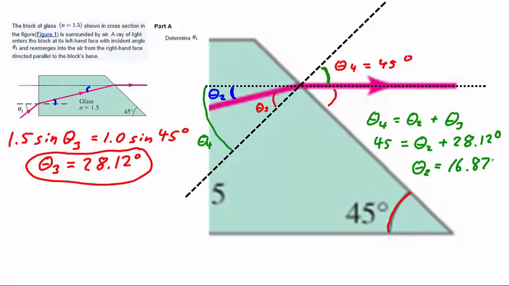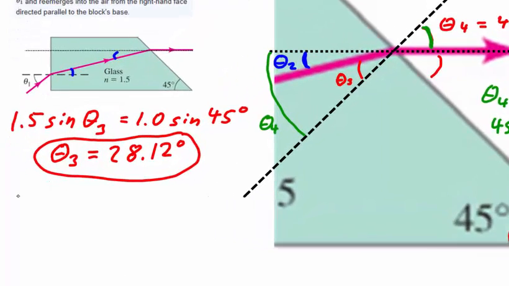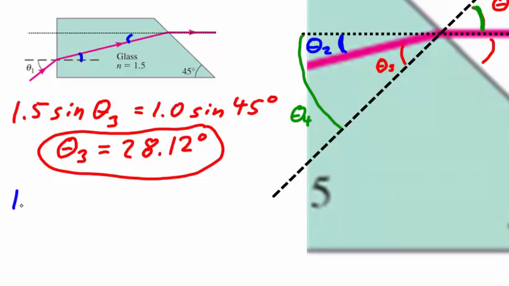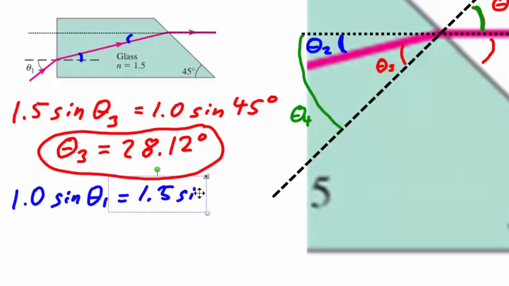Once we know θ2, we're able to return to the original figure and then solve for the incident angle θ1. We do that by recognizing that n1, the air, times the sine of θ1 must be equal to n2, the glass, times the sine of θ2. The only unknown is θ1, and so we're very easily able to solve for a θ1 value of 25.81 degrees.